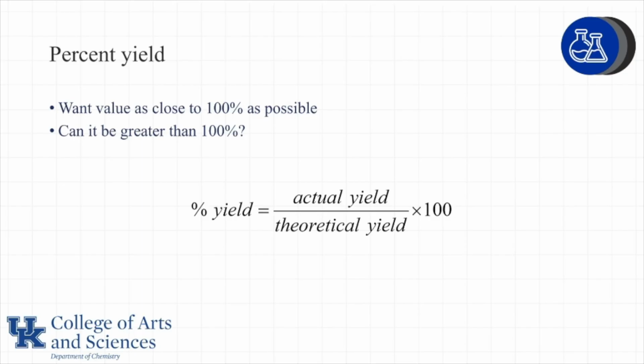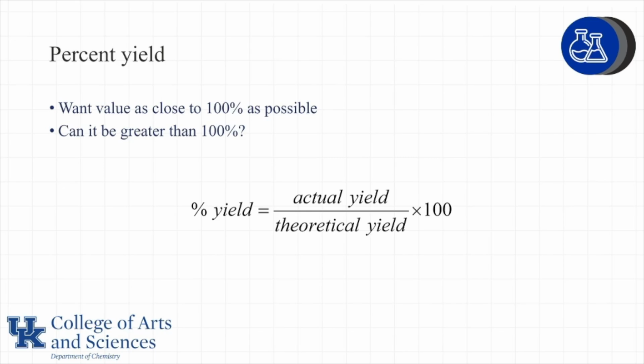And whenever we do this for an experiment, we want to try to get a value that's as close to 100% as possible, because that means we had a very efficient reaction. But can it ever be greater than 100%? No, because remember, the actual yield has to be less than the theoretical yield. So our percent yield is always going to be less than 100.